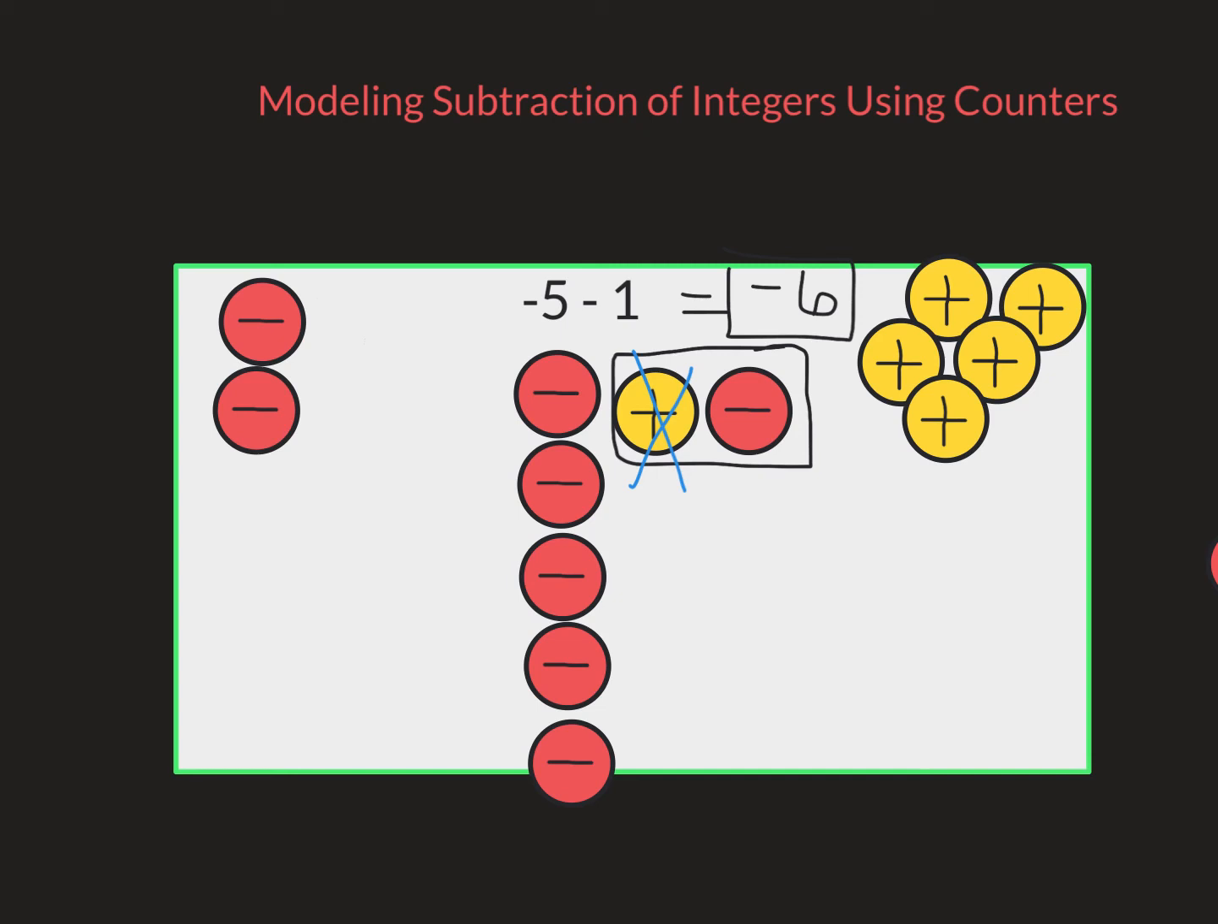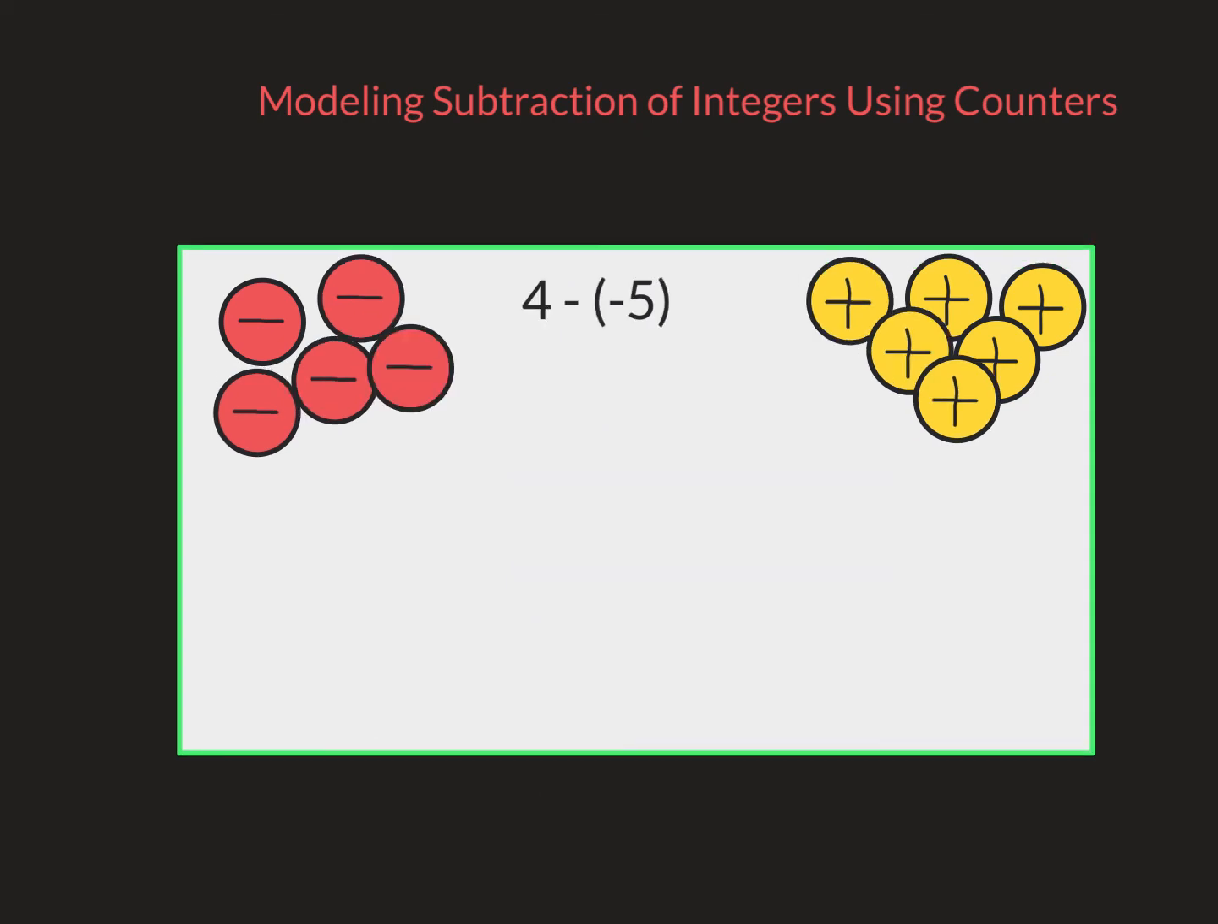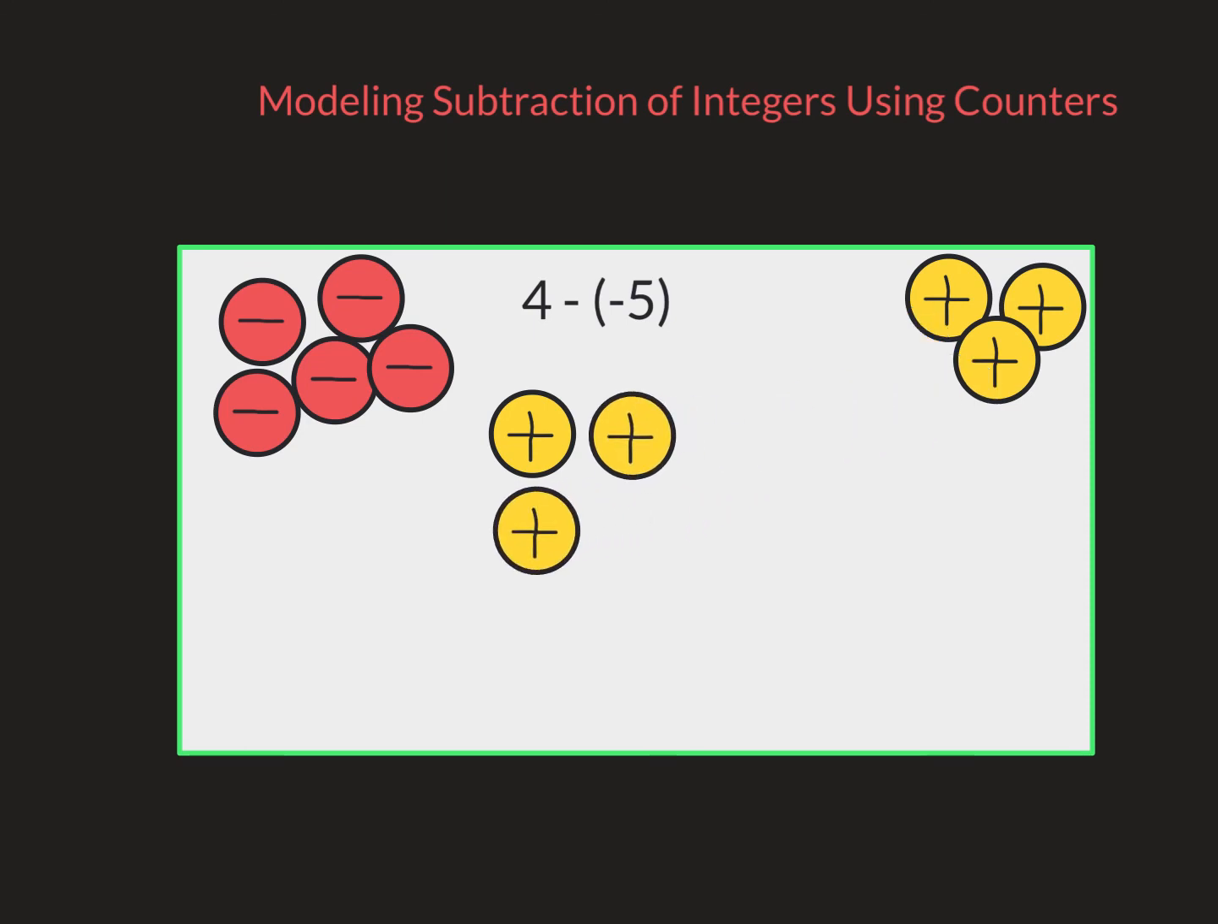Okay, let's try one more. All right, last one, 4 minus a -5. Again, you try this one, so pause the video, see how you do, and then I'll come back and teach you how to do it. All right, so let's see how you did. We're starting off with a positive 4. So I would have grabbed 4 chips, however you want to do them. Here, we'll keep it consistent. And then I want to get rid of 5 negative chips.